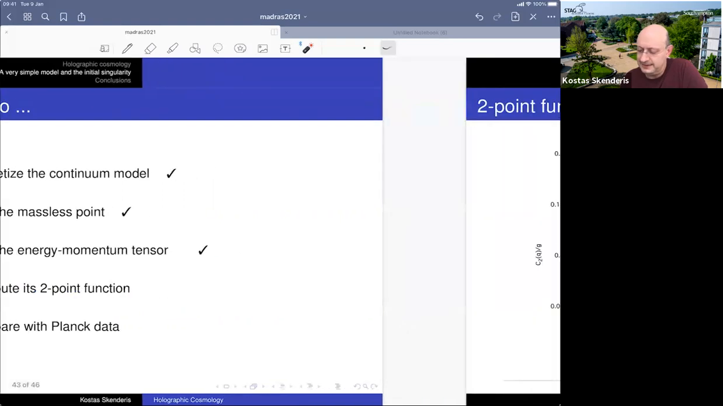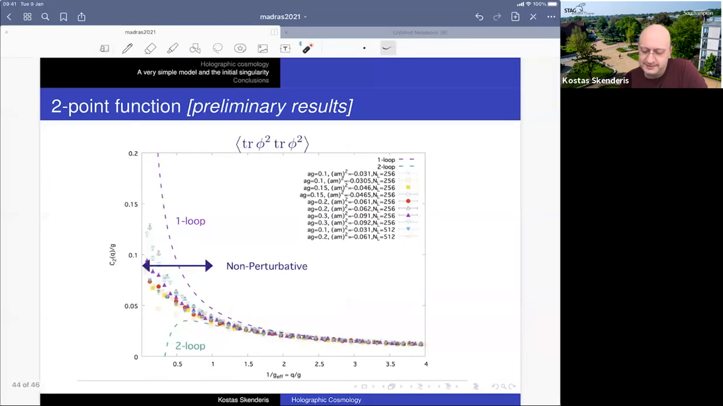We haven't done this yet, but we have preliminary results for a different correlator. Instead of the energy momentum tensor, just the trace of phi squared. That's an easier correlator to compute. So here you can see this line is the one-loop prediction. This is the two-loop prediction.